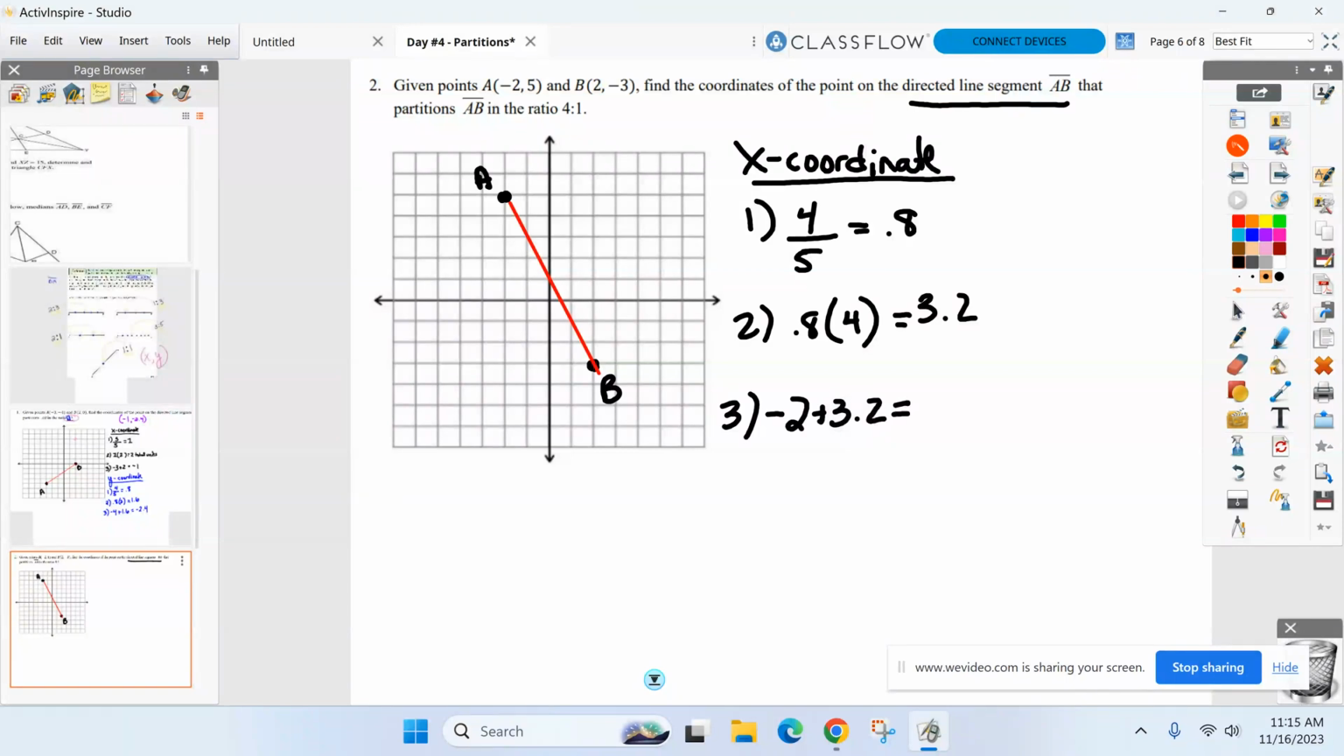So I have to start at -2, travel over 3.2 units to the right, and I should end up at, what do we got here? 1.8? Is that 1.8? No, not even close. 1.2? Yeah, if I could do some math in my head. All right, so there's the x.